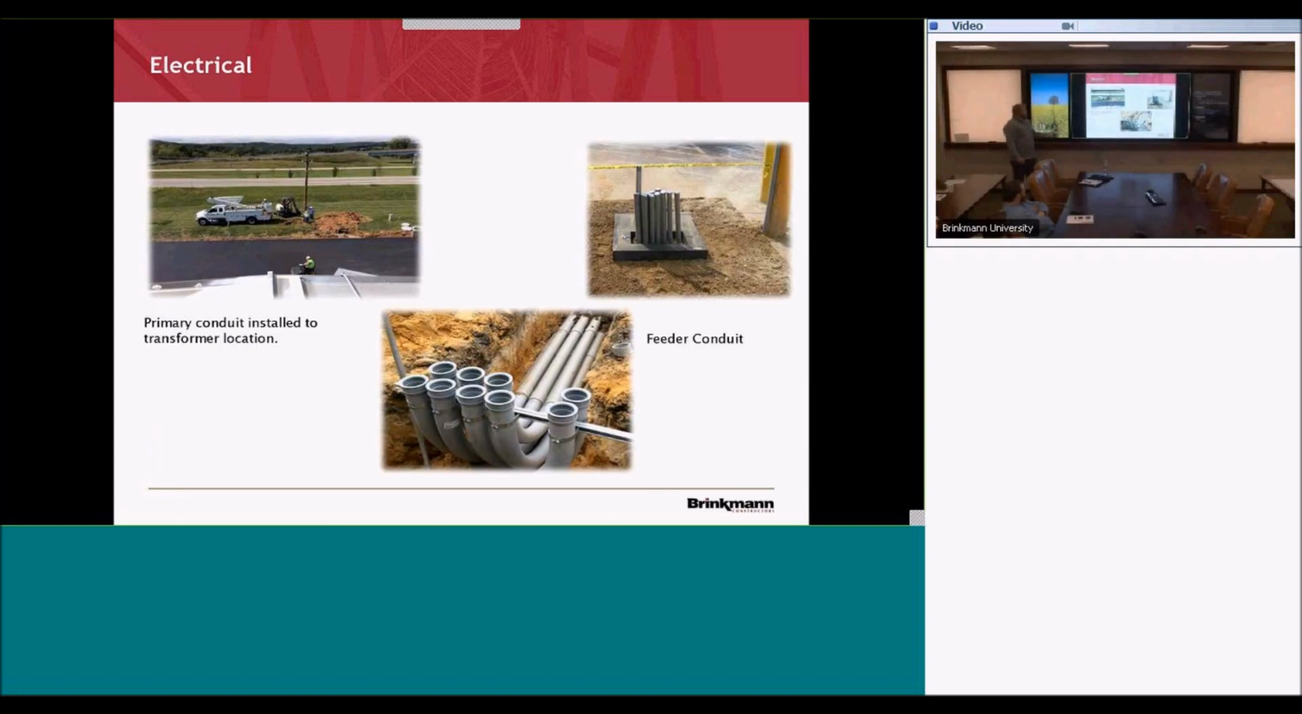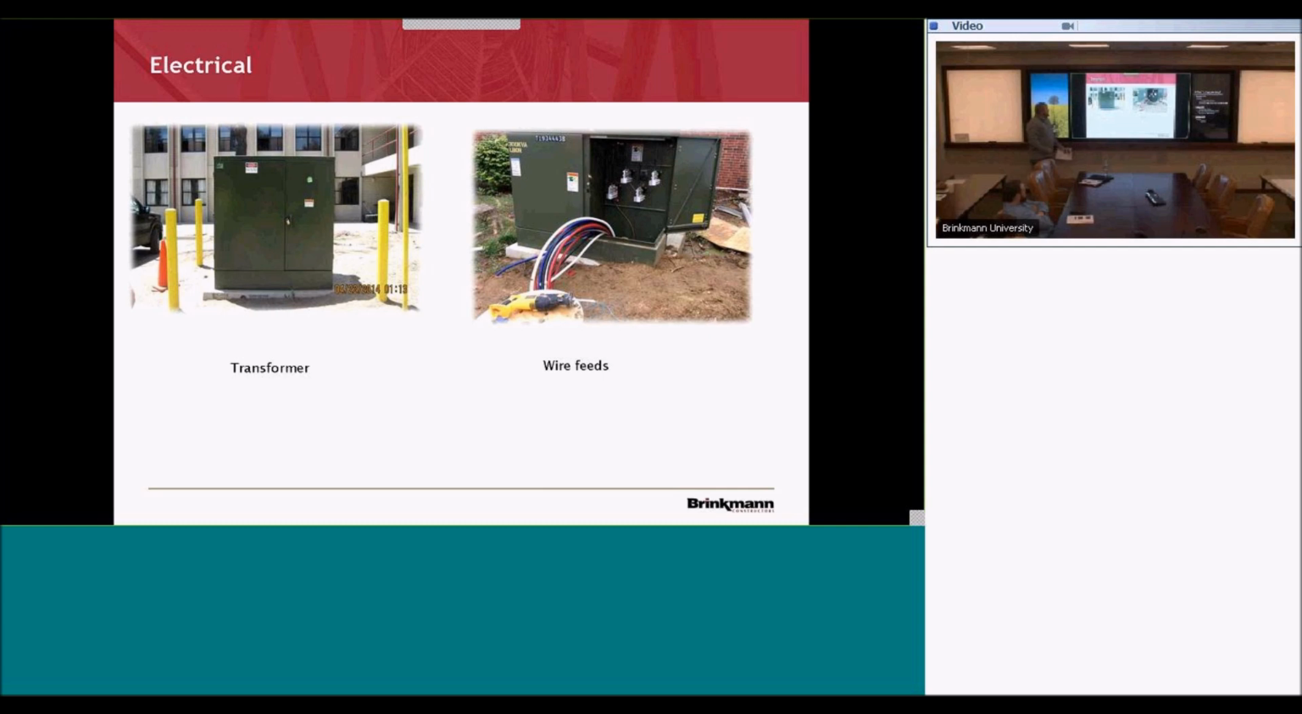So we've got some slideshows and some pictures just to show you what some of this typically looks like. Primary conduit here, they're going to come in off the pole. The electric company is. They're going to go underground, and they're going to go to the transformer. So you've got feeder conduit that runs to your duct bank that's going to feed your transformer and then feed your building. So here's your transformer, and then the wire that's inside of it.